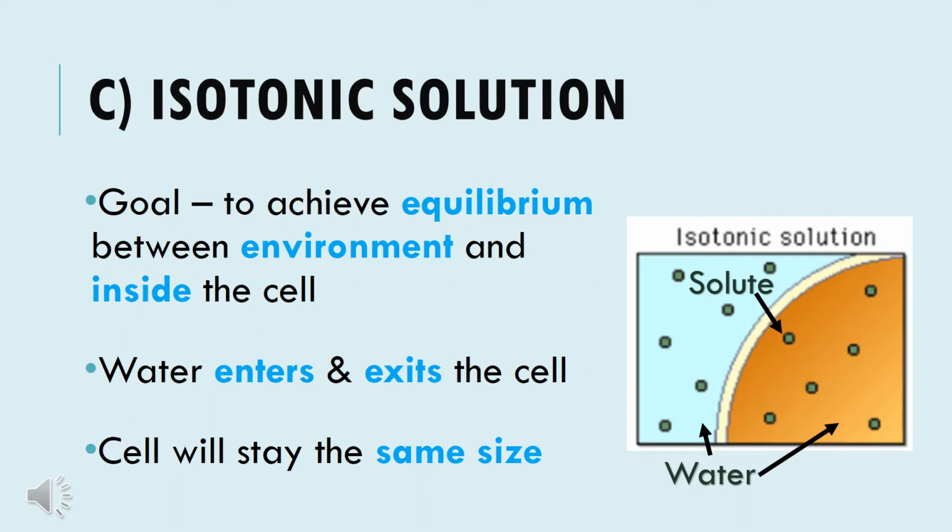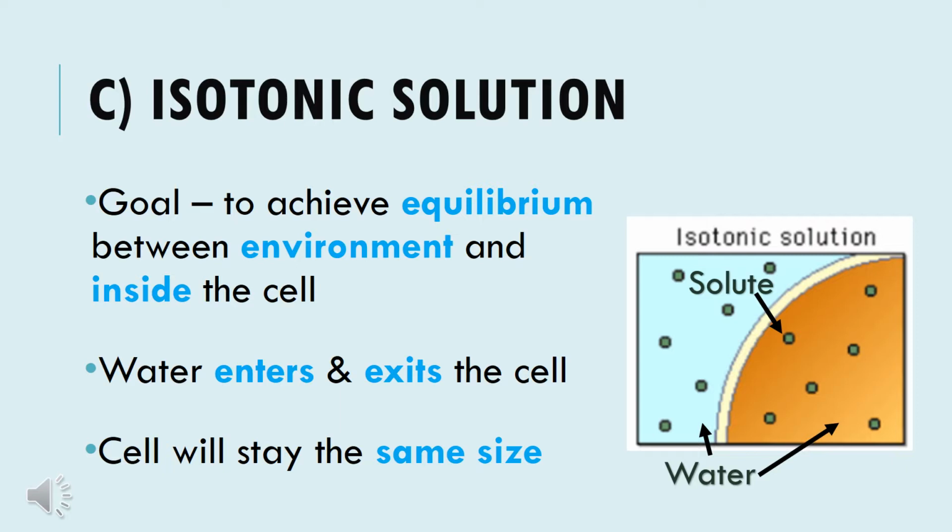The goal for any cell is to achieve a state of equilibrium between the concentration of molecules inside and outside of the cell. That applies to diffusion, osmosis, and any other type of passive transport. However, when we're talking about the movement of water and osmosis, if a cell is placed into an environment that has an equal concentration of water and solute as it does inside of the cell, that solution is considered isotonic. That cell is now in a state of equilibrium, where it has equal concentrations of everything inside and outside.